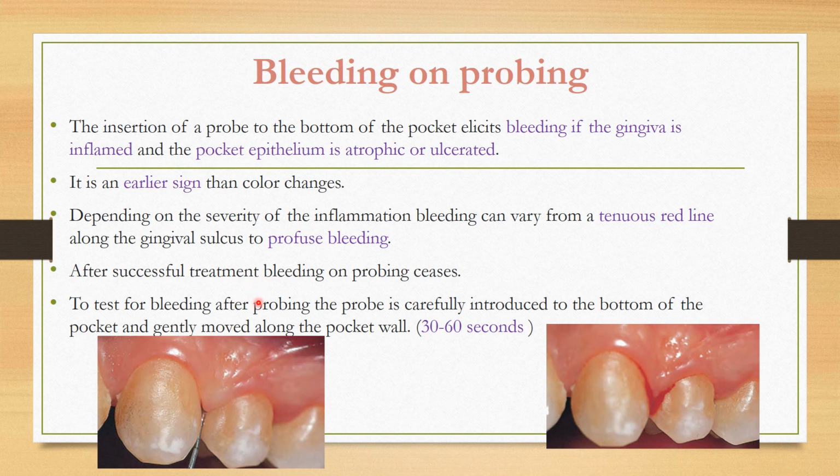To test for bleeding after probing, the probe is carefully introduced to the bottom of the pocket and gently moved along the pocket wall. As the picture shows, it should be inserted inside the sulcus, by the papilla. You should wait for at least 30 to 60 seconds for the bleeding.